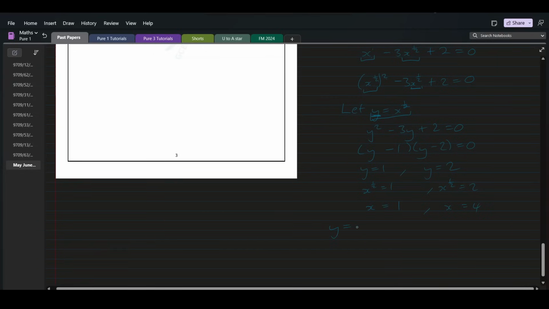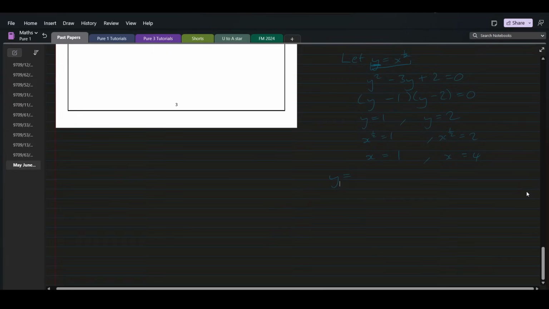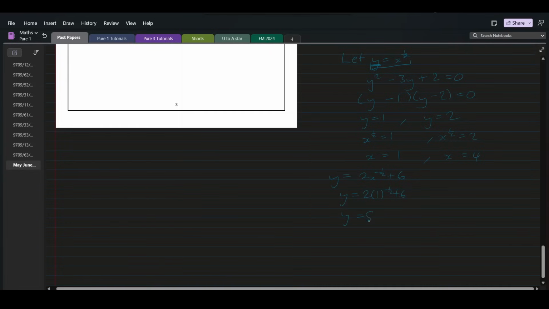But we're using y is equal to 2x to the negative half plus 6. Okay, so at x equals 1, y is equal to 2 times 1 to the negative half plus 6. So that's y is equal to 8.